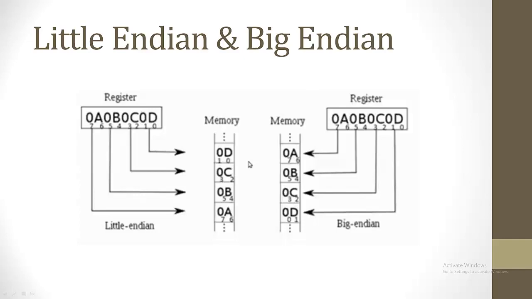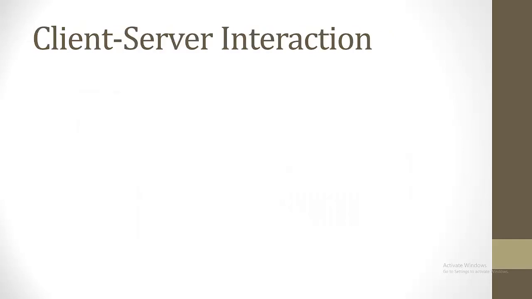So Little Endian moves in an ascending order, whereas the Big Endian goes in the descending order. Here you can see that 0A is stored in the first memory location, 0B is stored in the second memory location, and so on. So in order to convert this host to network, we need to understand about Little Endian and Big Endian. So this is the format in which we are going to convert.